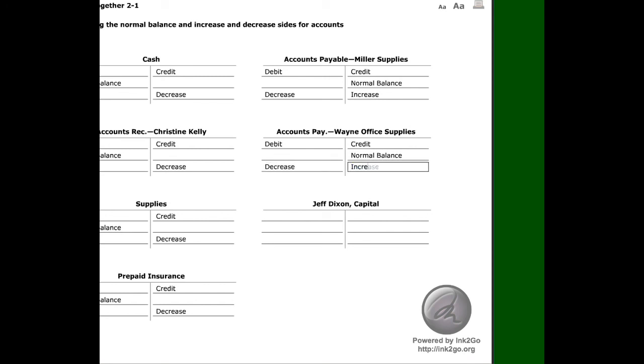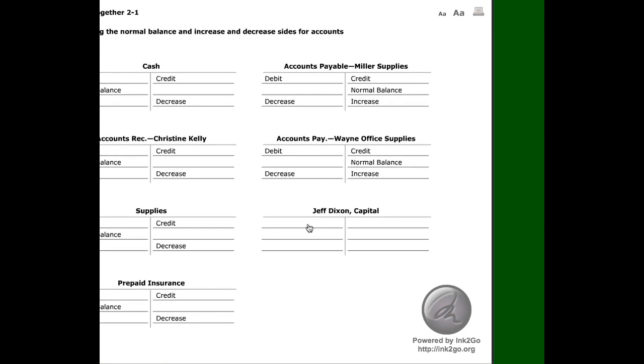And lastly, we have Jeff Dixon, who is our one and only capital account. So Jeff Dixon is the owner of the owner's equity account. Therefore, it's on the right side of the accounting equation and has a normal credit balance, which is the right side. So we put in our debit, we put in our credit. Normal balance belongs under our credit, and decrease and increase.